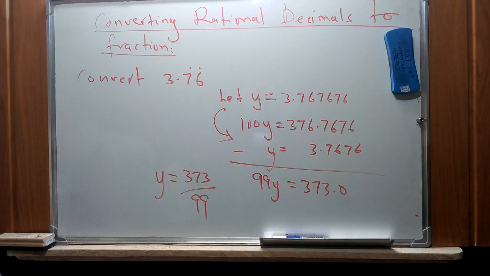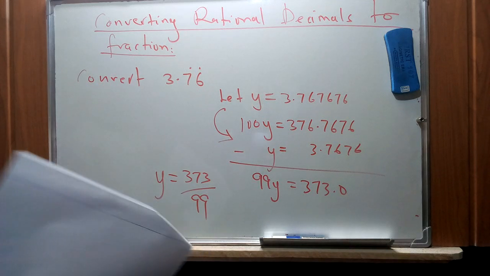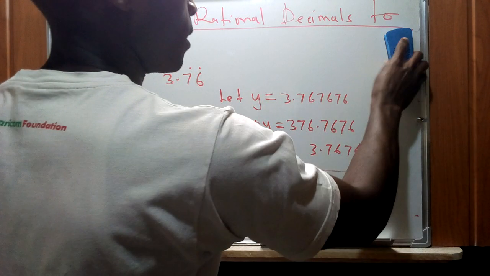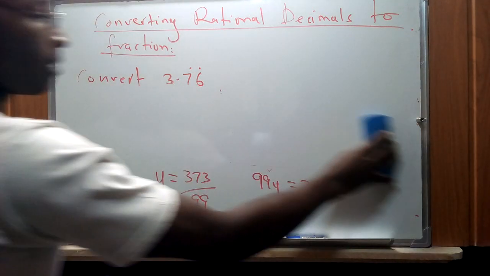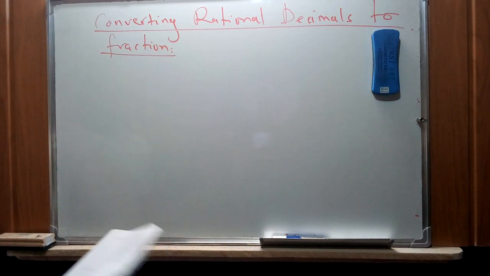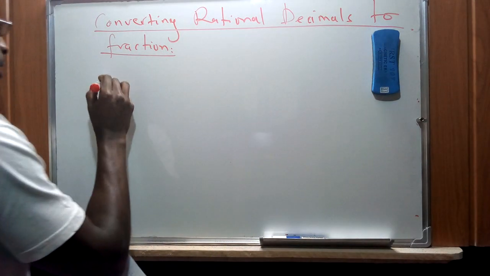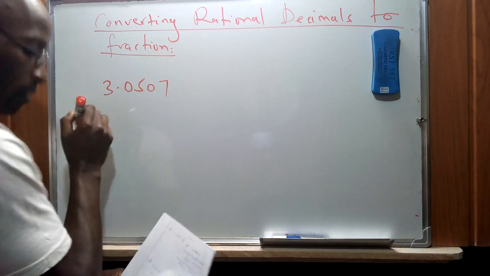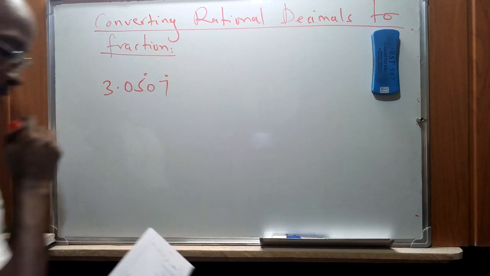Of course, one has to confirm whether it is in its simplest form. And now there are others which are going to have a variation, in the sense that the numbers that are repeating do not follow one another consecutively. So we are going to have an example to illustrate that. Suppose we are asked to convert 3.0507, whereby 5 and 7 are repeating.